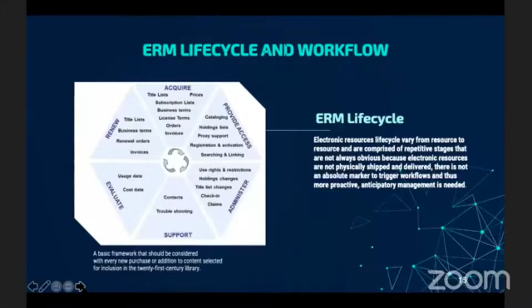Now, in order to understand electronic resource management, it becomes essential that we understand the electronic resource management life cycle and workflow. Electronic resource life cycles vary from resource to resource and are comprised of repetitive stages that are not always obvious because electronic resources are not physically shipped and delivered. The electronic resource life cycle is non-linear, it is repetitive, and it is ongoing. The most basic electronic resource life cycle will last for a 12-month period, beginning with the acquisition or purchase or renewal, then move to activation and setup, and end with ongoing maintenance and re-evaluation for the next renewal period.